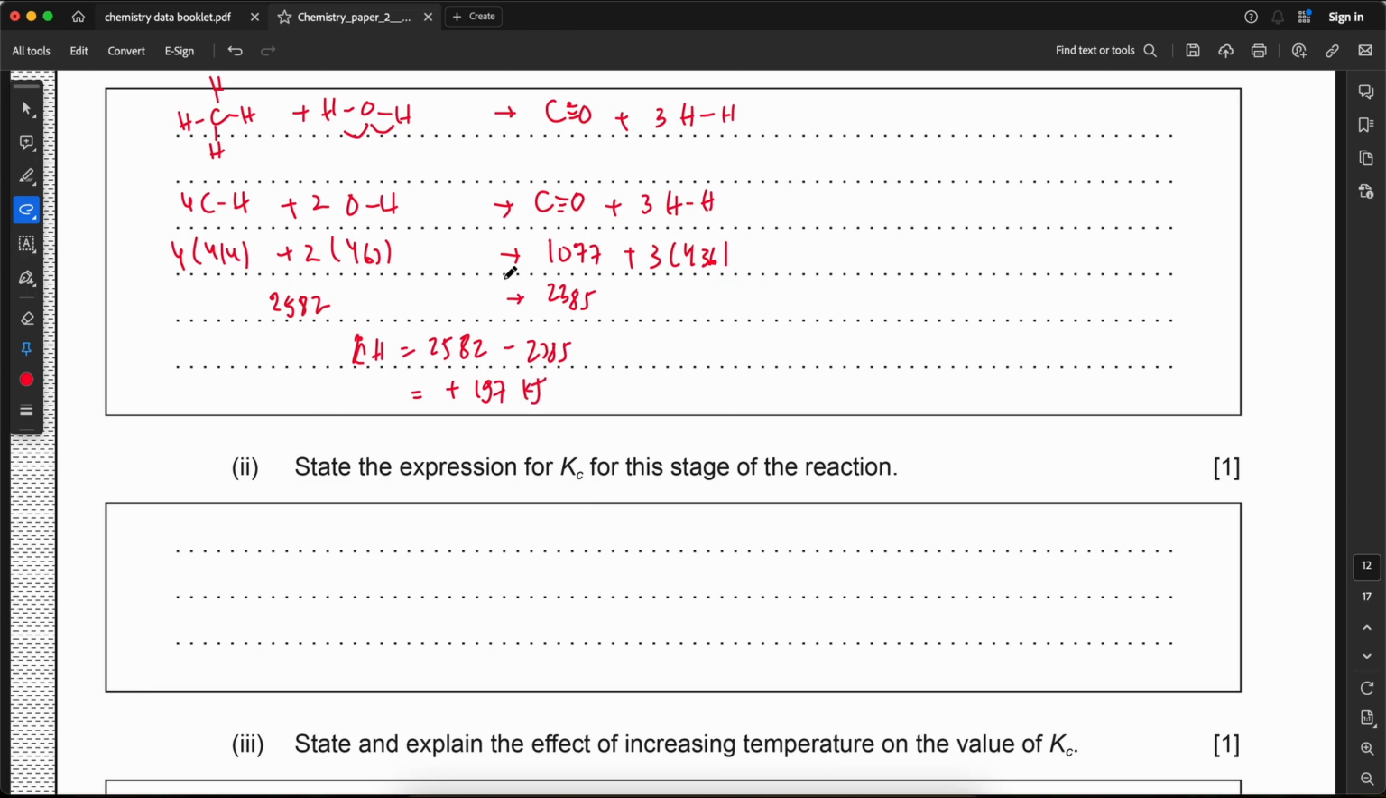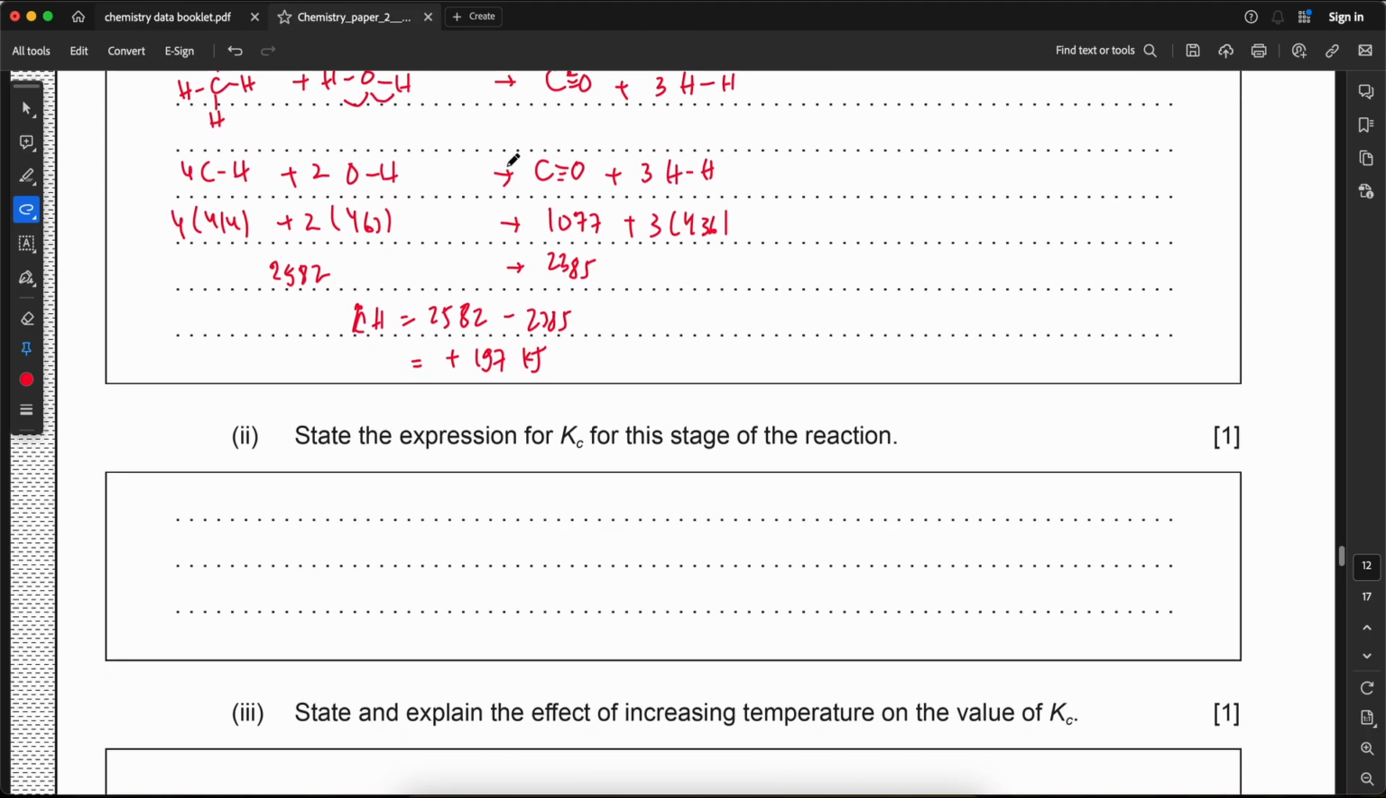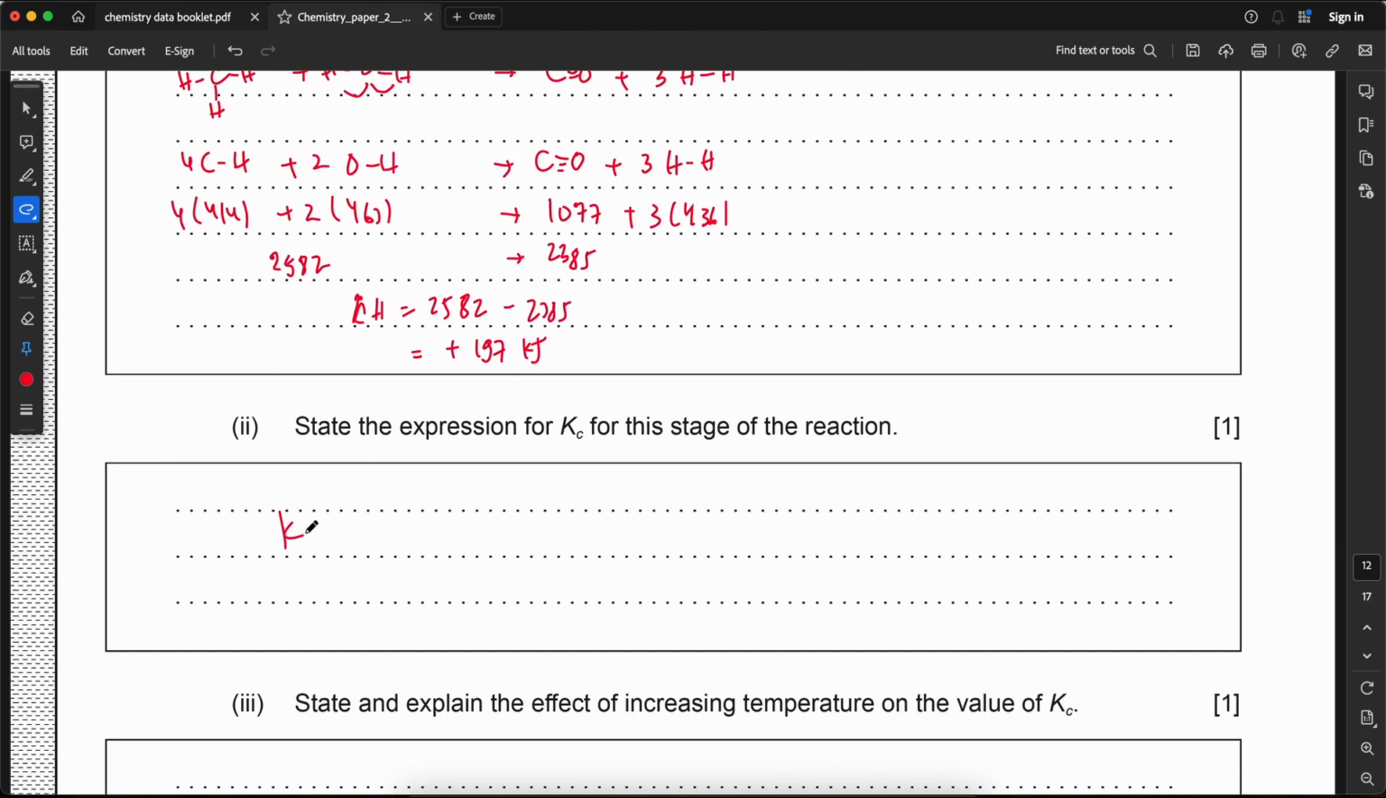State the expression for Kc for this stage of the reaction. So CO and 3H2 divided by CH4 and H2O. So Kc will be concentration of CO times H2 to the power 3 divided by CH4 and H2O.